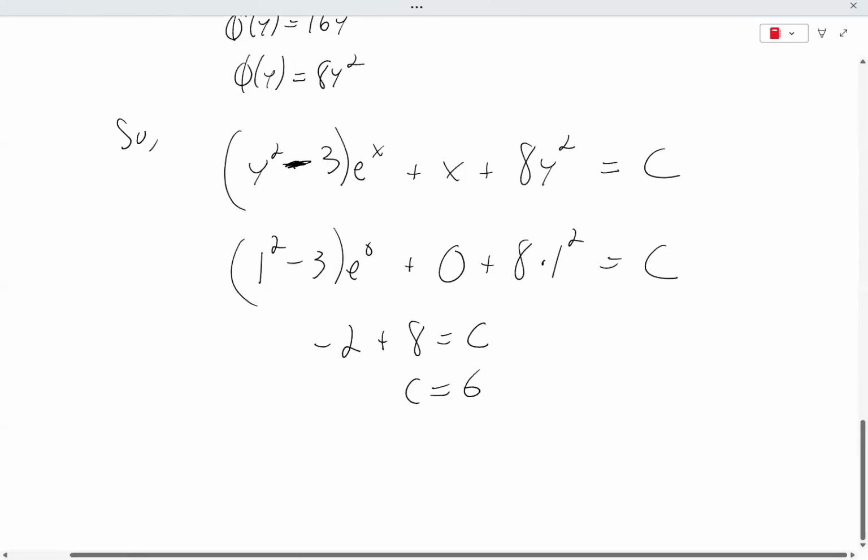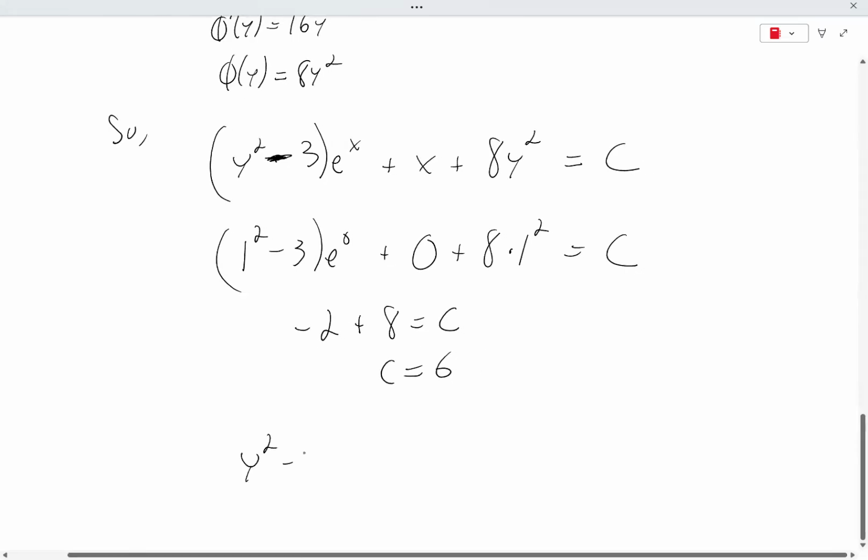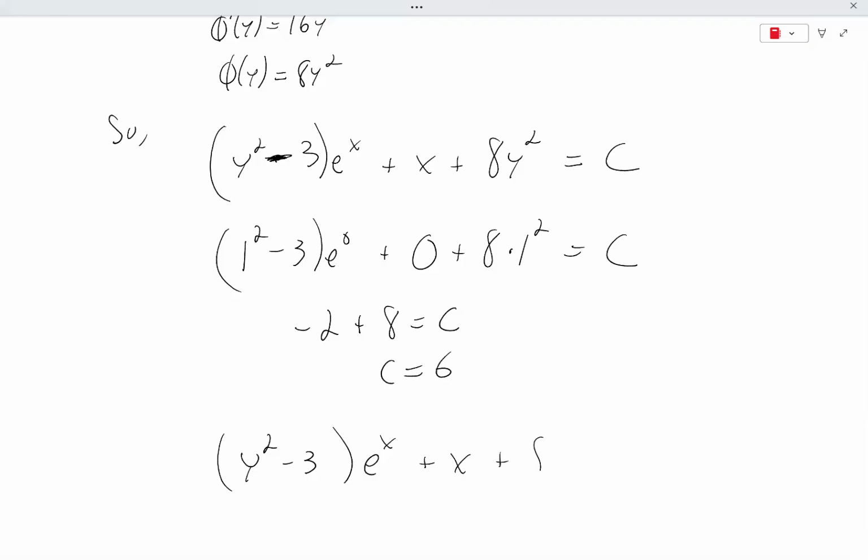Okay, so we get here that y squared minus 3 e to the x plus 8y squared is equal to 6, like this. So this is the implicit solution here. And sometimes you might want to solve for y to get the explicit curve, y equals a function of x. I'm going to do that here.